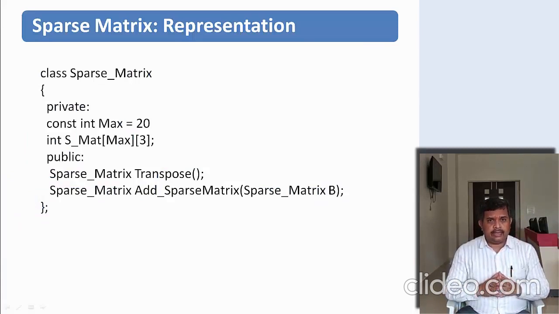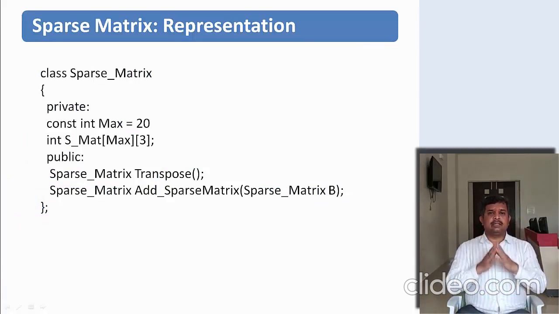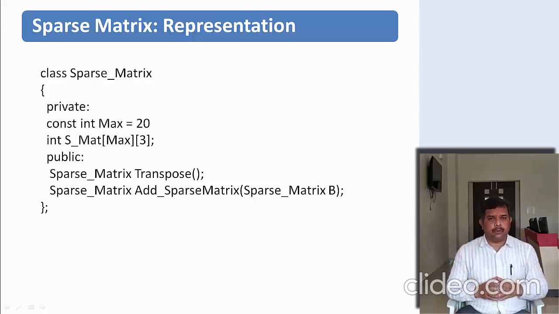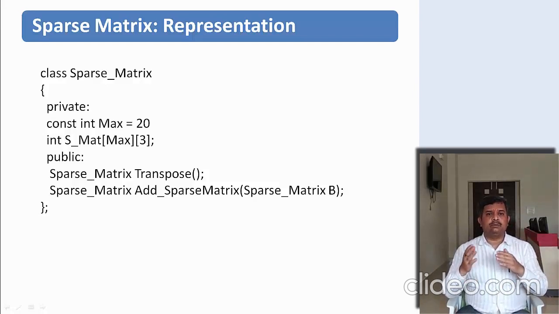For representing a sparse matrix, let's say we are taking a class here, class sparse matrix, and we are defining a constant that is the maximum size of 20, and we are defining a matrix of maximum size by 3, and we have two operations, transpose and addition. So let us try to understand the algorithms for the transpose and addition of matrix operations.